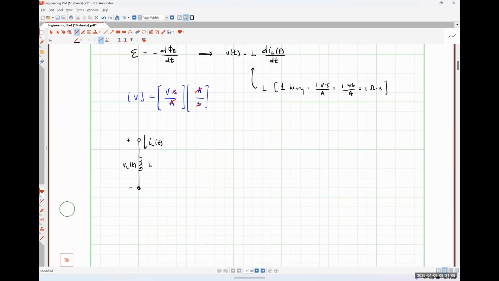We've already come up with this relationship from Faraday's law of induction, but I'm going to write it here again. So VL is going to be equal to L di by dt. And this is going to be equation number 1, okay? This guy is really important because it's going to tell us a whole lot about how an inductor behaves in a variety of systems, okay?